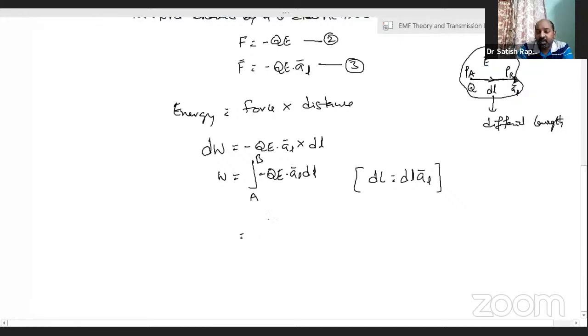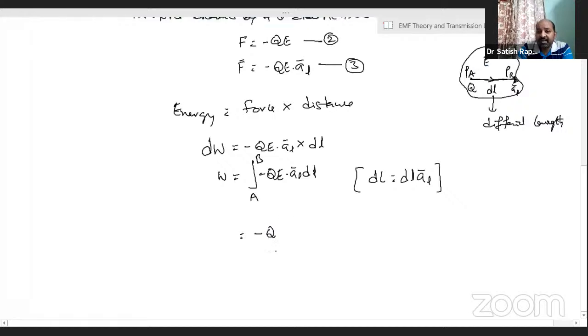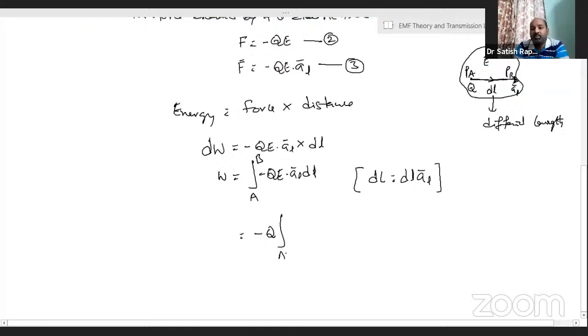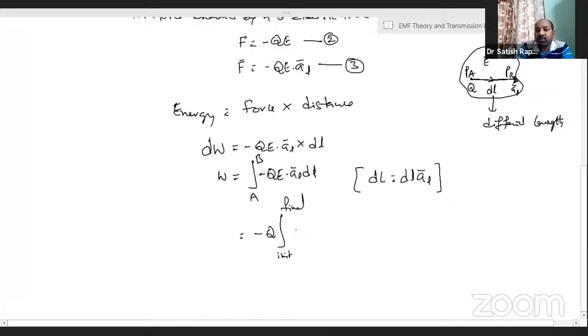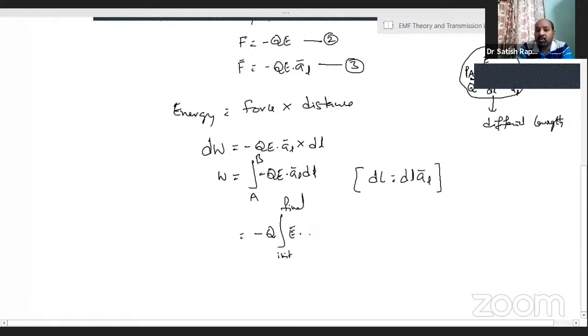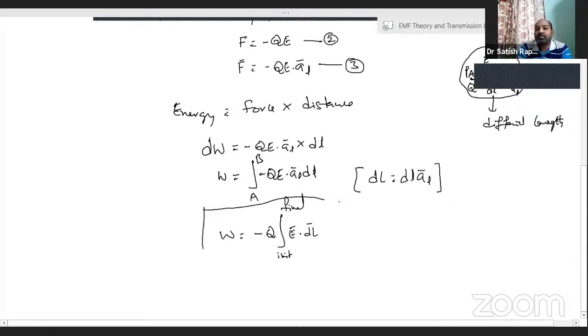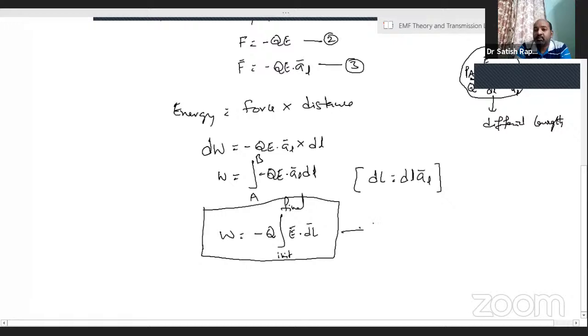Here, minus Q is constant and can be taken outside. So W is equal to minus Q times the integral from initial value to final value of E bar dot dL bar. So this is the work done.